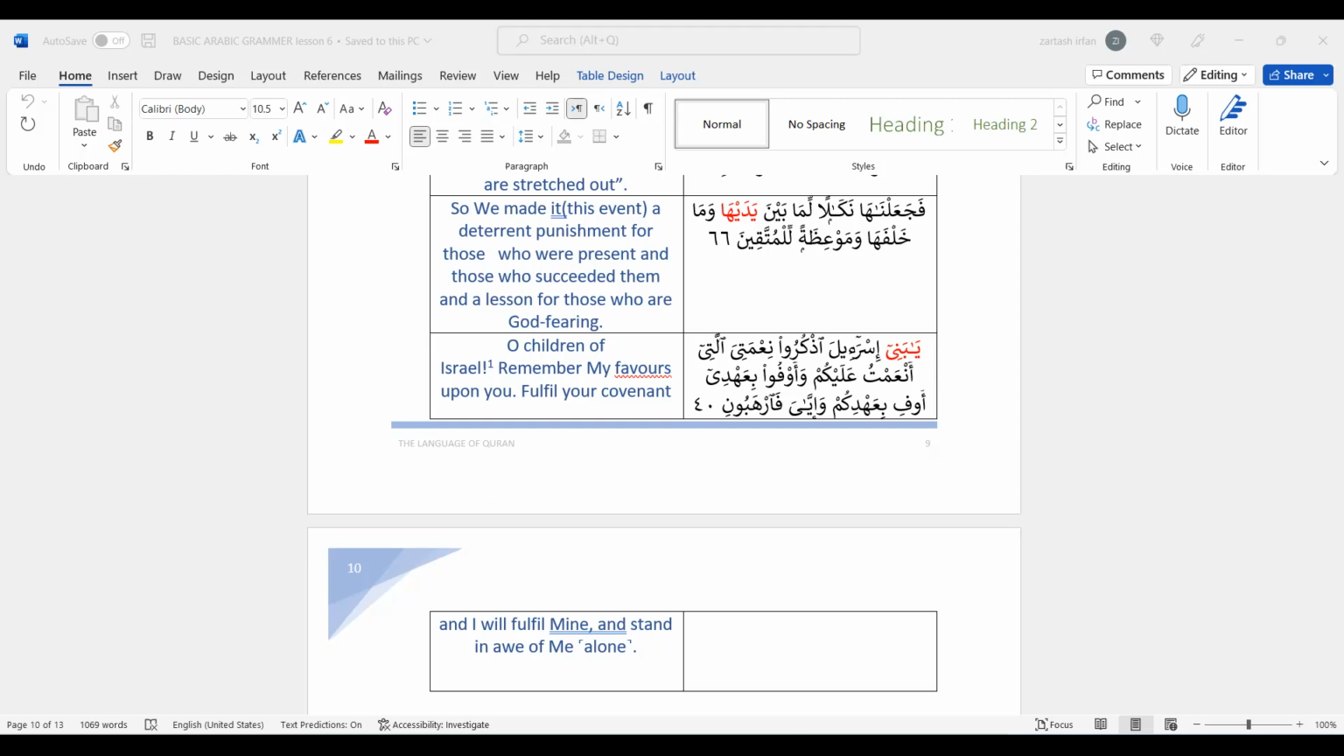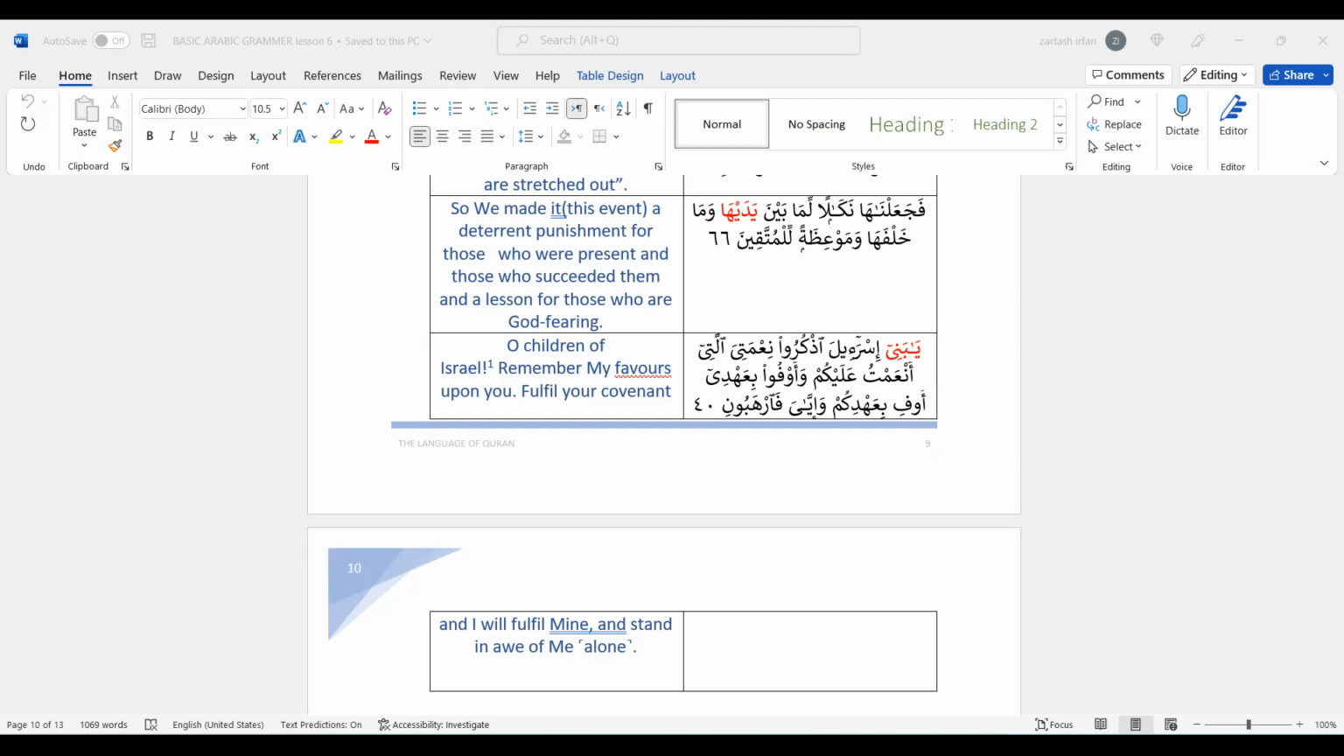First, because of being a mudaf ilayh, it will get a kasra. And because it is playing the role of mudaf for the last noun, it will follow the rule of mudaf as well, and it will not have an al or the tanween. Okay, so Maliki Yawmiddin, the master of the day of the judgment. You see here two idafa constructions: one is Maliki Yawmi and the other one is Yawmiddin.